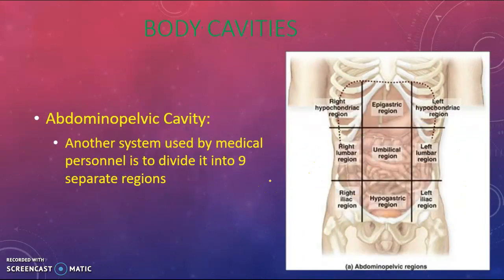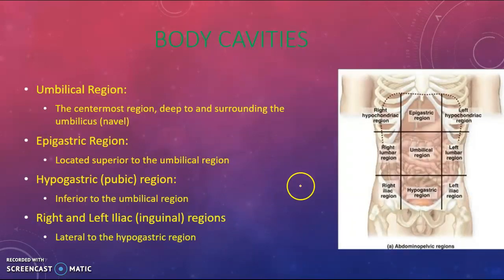The other system we use divides the abdominal pelvic cavity into 9 separate regions, and we're going to go over these 9 regions. So the centermost region is going to be the umbilical region, and if you remember, umbilical means navel or belly button. So this is going to be right at the belly button. The epigastric region is going to be just superior to that umbilical region. Superior means above. The hypogastric or pubic region is going to be located below the umbilical region or inferior.